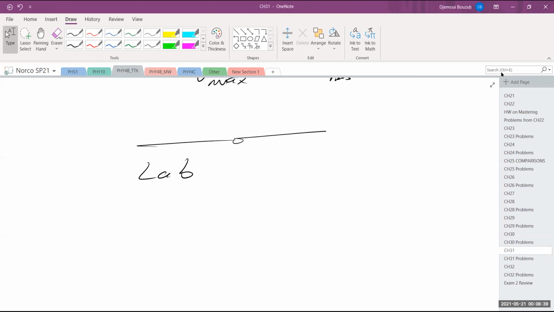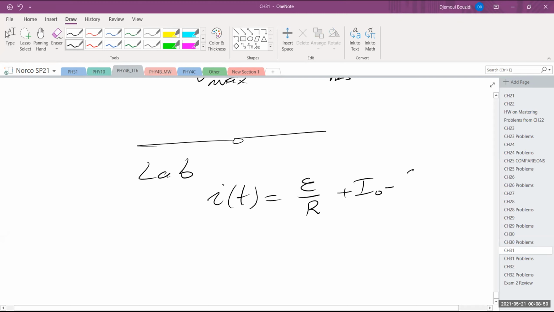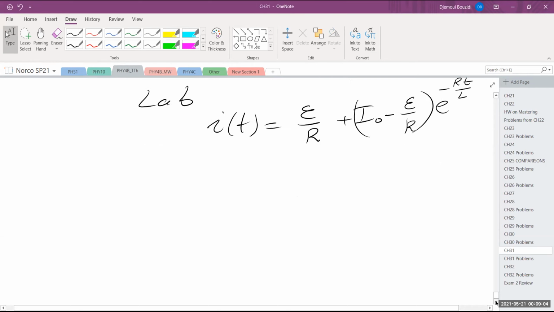So what we're saying in here, we want to verify that I sub t equals epsilon over R plus I naught minus epsilon over R times the exponential of negative t over tau. And tau, you see that it's L over R, so it's minus Rt over L, basically. Let's put it this way so that we're straight. So in this case, we want to verify that L di over dt plus Ri is indeed equal to epsilon.